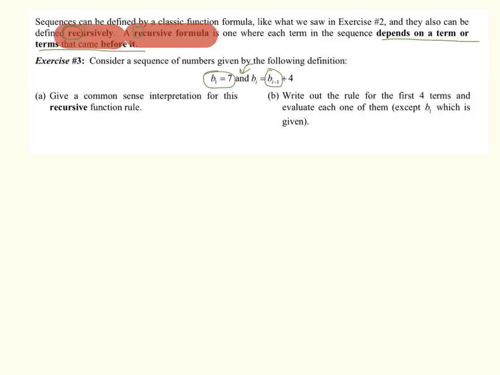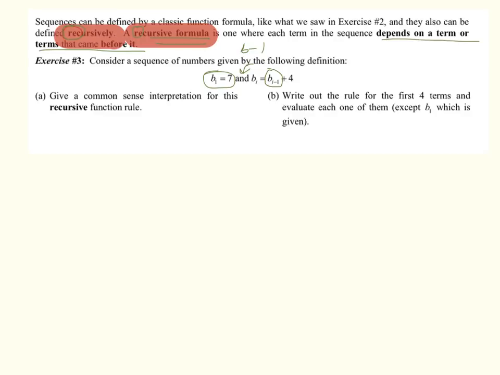Now, how do I know it's recursive? It's because of this little term right in here, the i minus 1. It could be n minus 1, b minus 1, whatever our letter is that's determining our terms, it's going to be minus 1. That is a telltale sign that it is a recursive formula. So that b minus 1 or that i minus 1, when it's in that subscript like that, it's recursive.